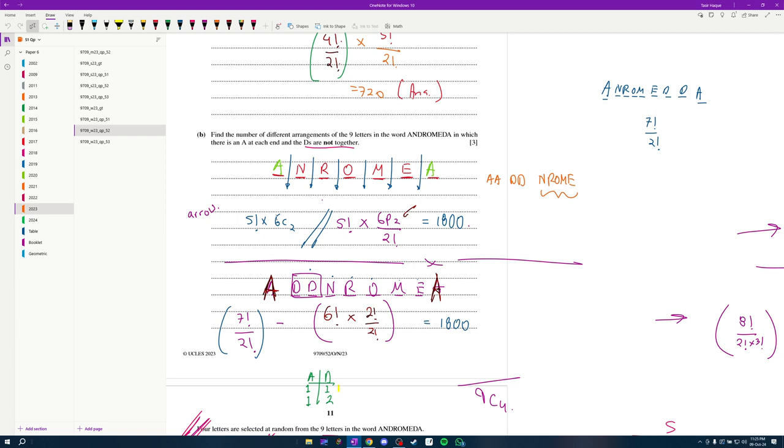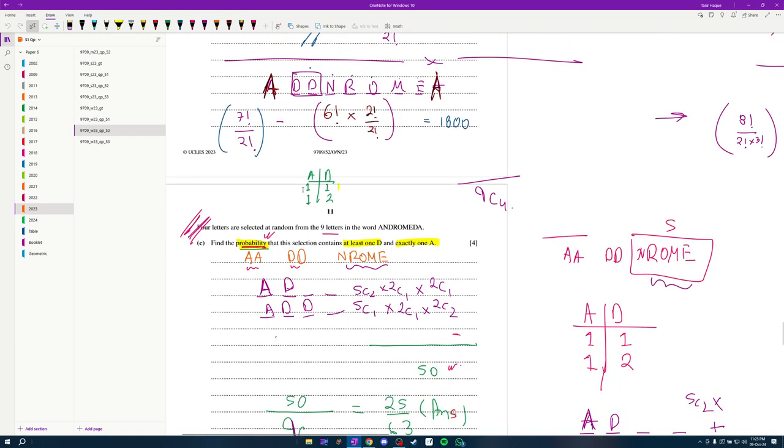And for the D's, we have 1, 2, 3, 4, 5, 6 arrows, the blue arrows. I'm not considering the ends because those are occupied by A. So that's 6c2 or 6p2 by 2 factorial if you want that route. The other way was you could subtract the D's being together from the total number of ways where the A's are at the ends, but I don't personally prefer that, okay?